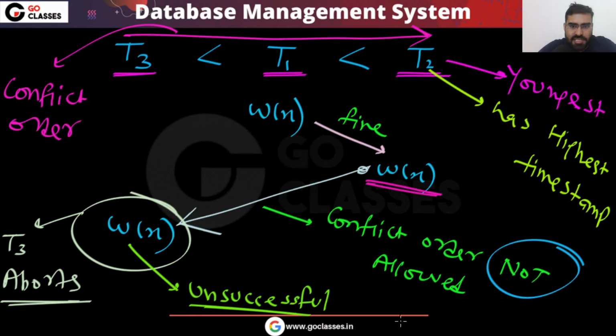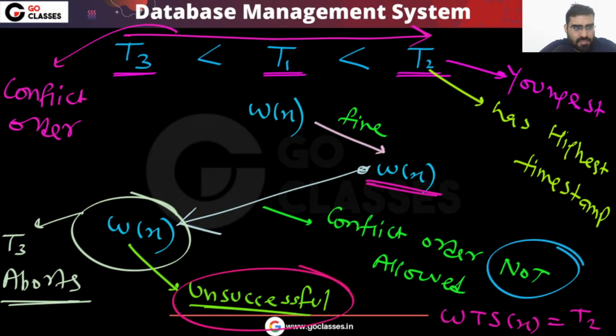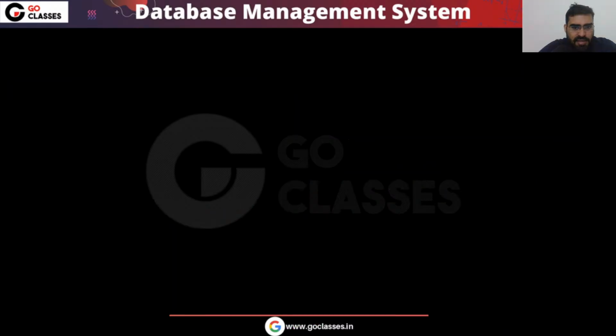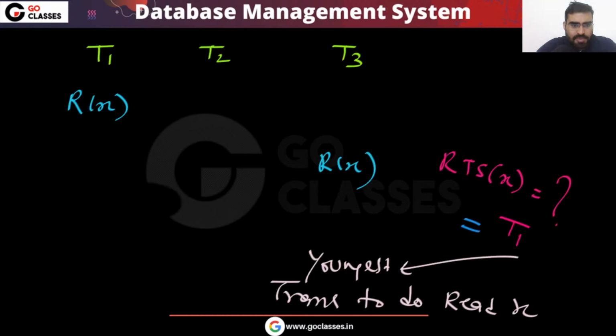If I ask you what is the write timestamp of X, that will still be T2, because this is an unsuccessful operation. So don't consider the unsuccessful operation when you determine the read and write timestamps. Is this clear to everyone? Did you understand what is read timestamp and write timestamp?